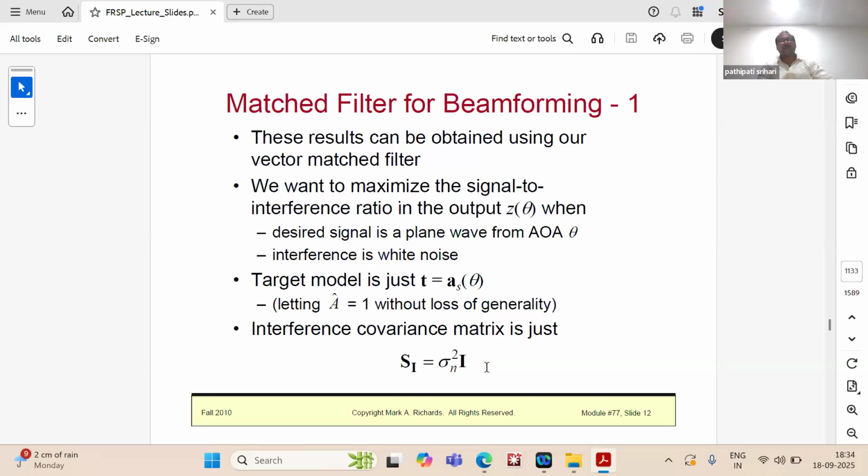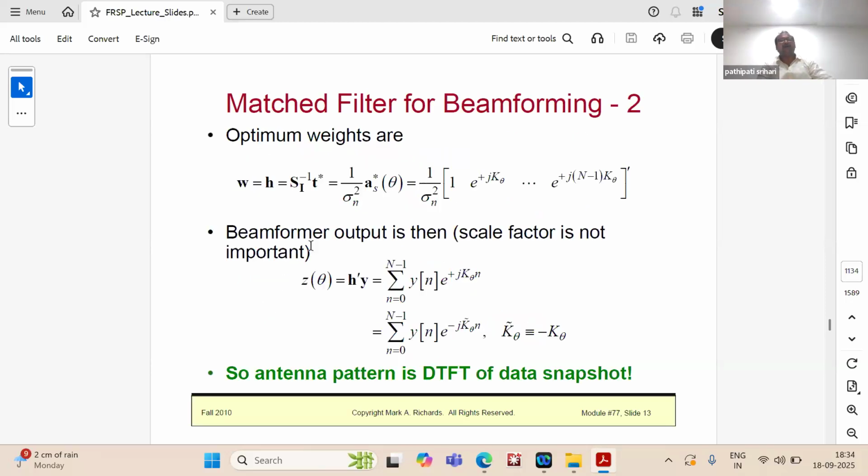With sigma n square I taken into consideration, the optimal filter coefficients are always SI inverse into T Hermitian. This is the Wiener filter solution. After obtaining H, z of theta is computed from H Hermitian and Y, and the equation comes out as a DTFT kind of equation.